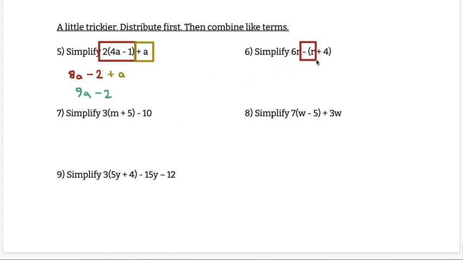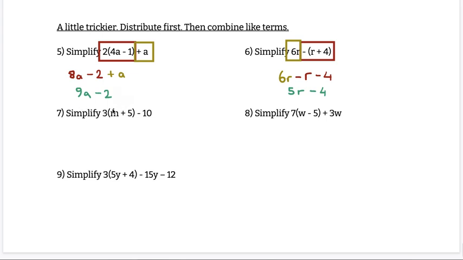Okay. Again, same idea with this one here. We're going to work out this part first, and then we'll look at the 6r separately. Okay, so on the 6r, we'll just bring that down to start with because that's at the beginning. So 6r, and then we're going to look at the negative. Negative 1 times r is negative r. Negative 1 times 4 is negative 4. And that gives us 6r minus r is 5r, and that's minus 4.